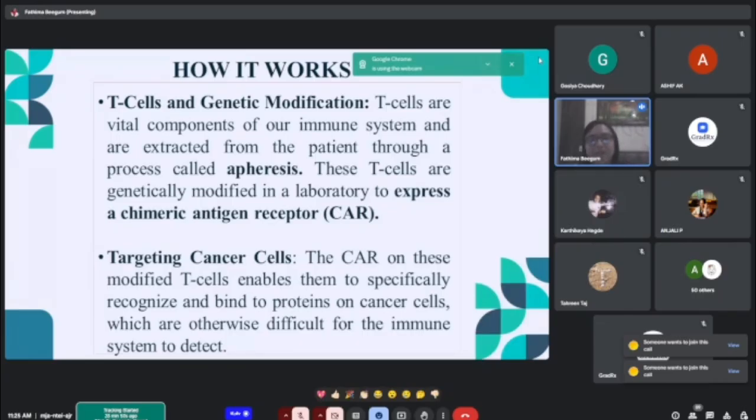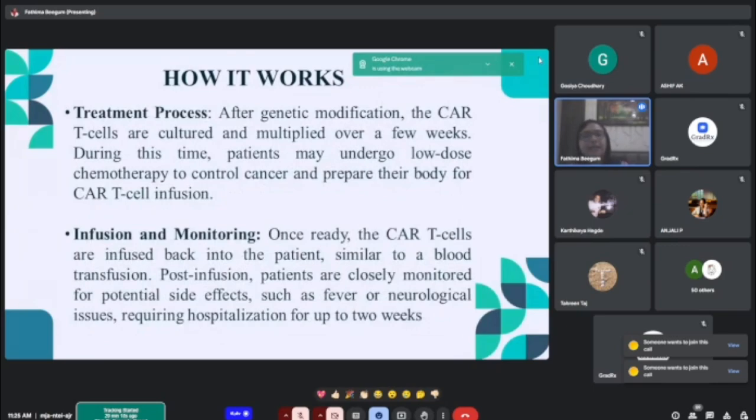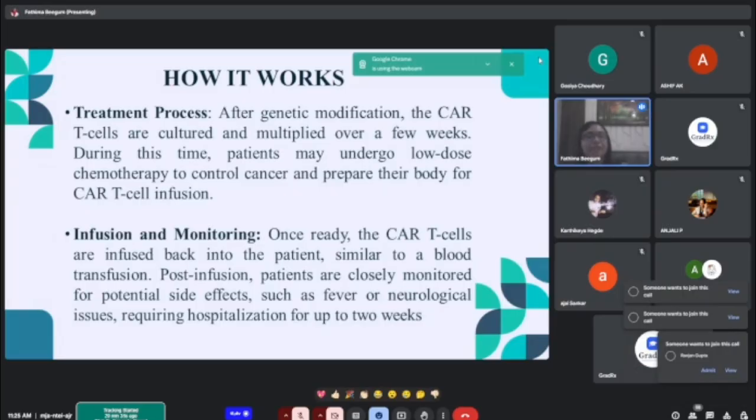So that is T cell genetic modification. Then targeting the T cells. The CAR on the modified T cells will specifically recognize and bind to the protein that is present on the cancer cells and will detect the cancer cells. Then after genetic modification, we are culturing, multiplying and giving it back to the patients. The patient has to be given immunodepleting therapy as a primer just before giving the CAR therapy. Cyclophosphamide is commonly used and it is infused and monitoring will take place.